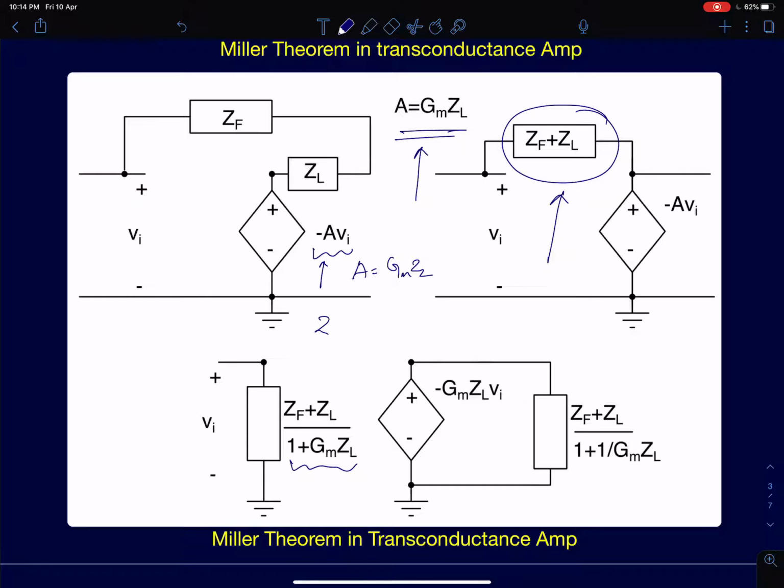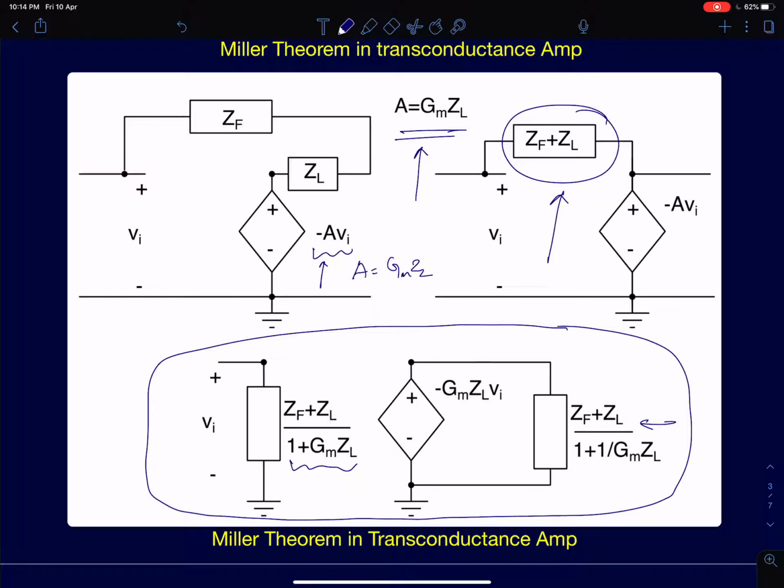So whatever is connected between the input and the output port will get divided by 1 plus A, and A in this case is 1 plus GMZL. And at the output, you are going to see ZF plus ZL by 1 plus GMZL. So this is what we call Miller's theorem, or a modified Miller's theorem for transconductance amplifiers. This is what we should be using when we are analyzing MOS based circuits.